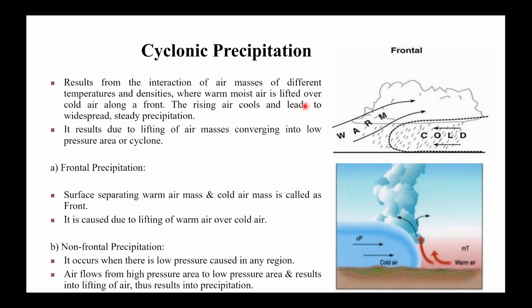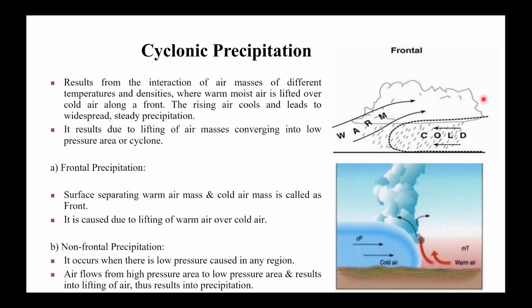The next type of precipitation is cyclonic. Now, cyclonic is a very interesting type of precipitation. It is also called frontal precipitation because usually the boundary separating the cool and the warm air parcels is known as a front. Okay, so there are two types of cyclonic precipitation: frontal and non-frontal. Now, frontal also has two types further. One is known as warm frontal precipitation, and another is cold front precipitation.